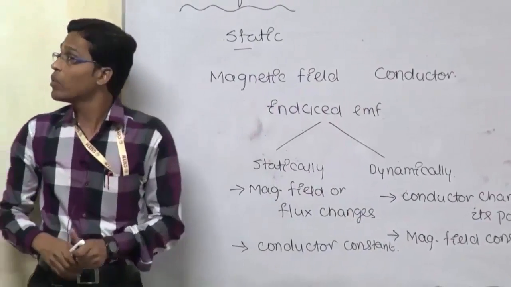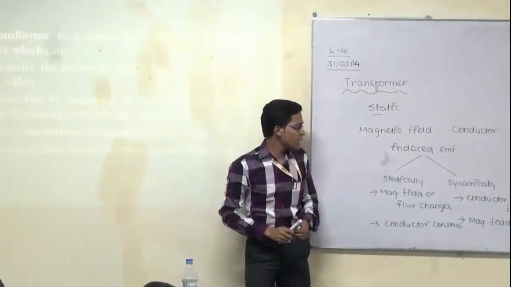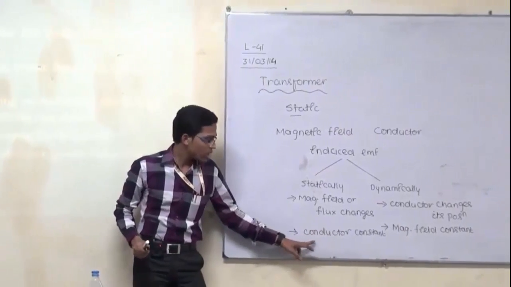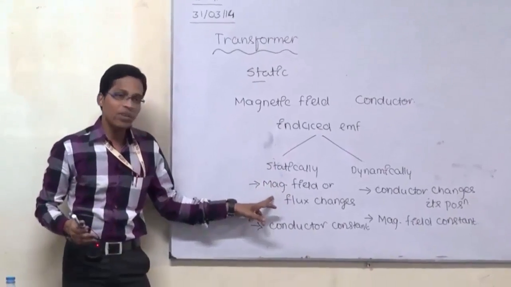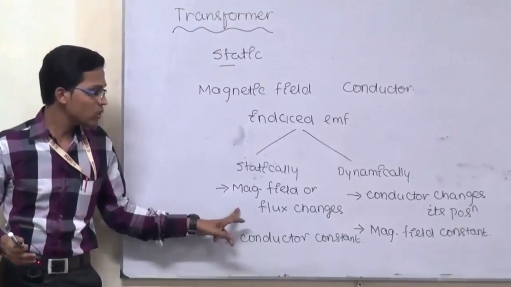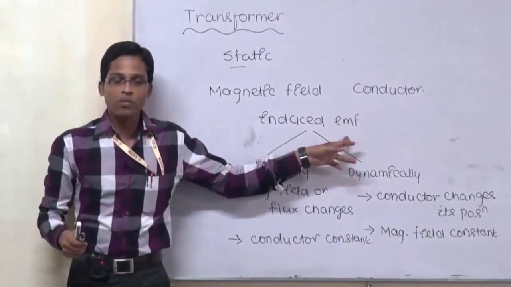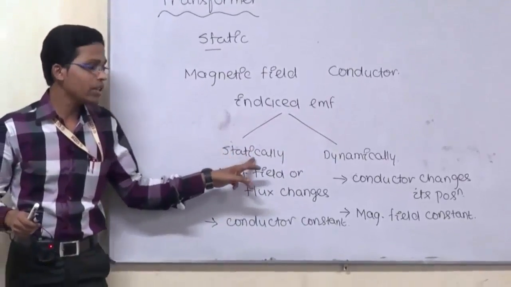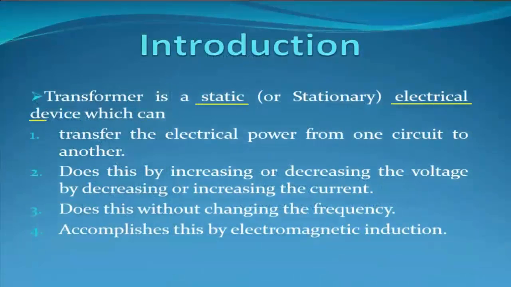So whenever we are reading about the transformer, it is called a static electrical device. In this case, the magnetic field or flux linked to the conductor changes, but the conductor does not change its position. As per Faraday's law, if the magnetic field changes with respect to the conductor, then EMF will be induced, and that induced EMF is called statically induced EMF. The EMF induced in a transformer is statically induced EMF. Due to this, the transformer is also called a static electrical device.